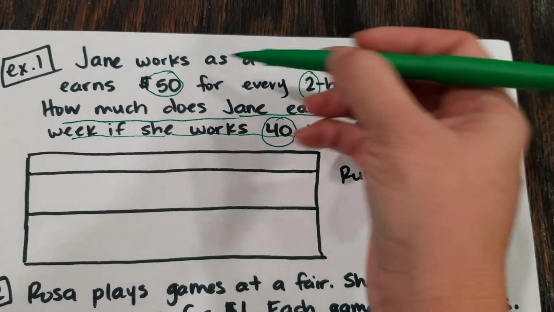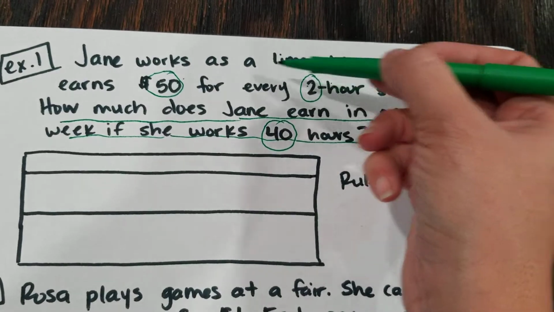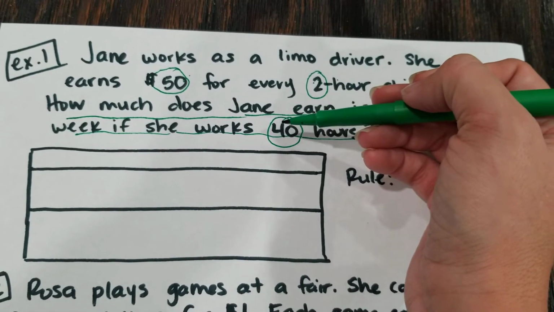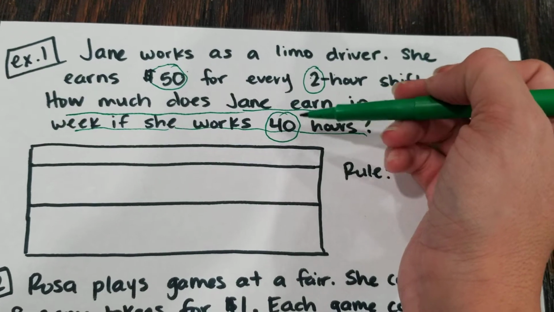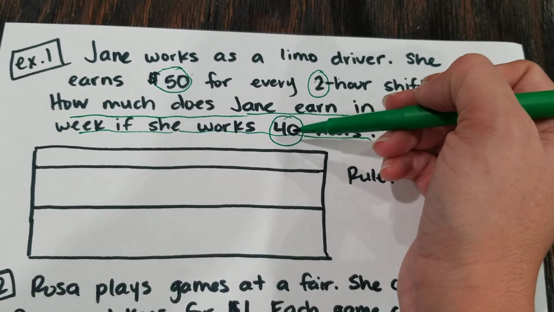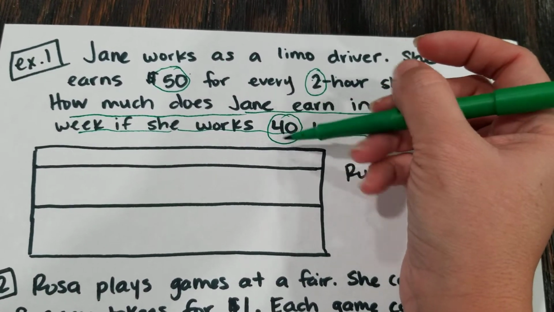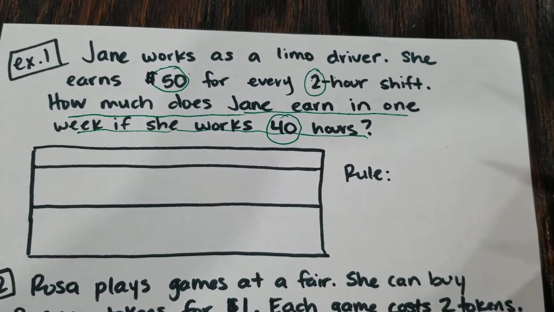Okay, so we're going to use these two. 2 and 50 are going to start off our table. And then the one with the numbers in the question, this is going to be what we solve at the end after we find the rule. So we're going to use 2 and 50 to find the rule, and then we're going to use this one to answer the question.